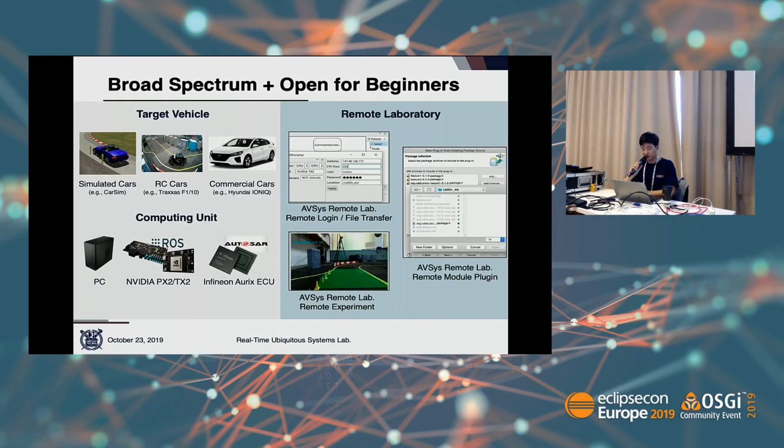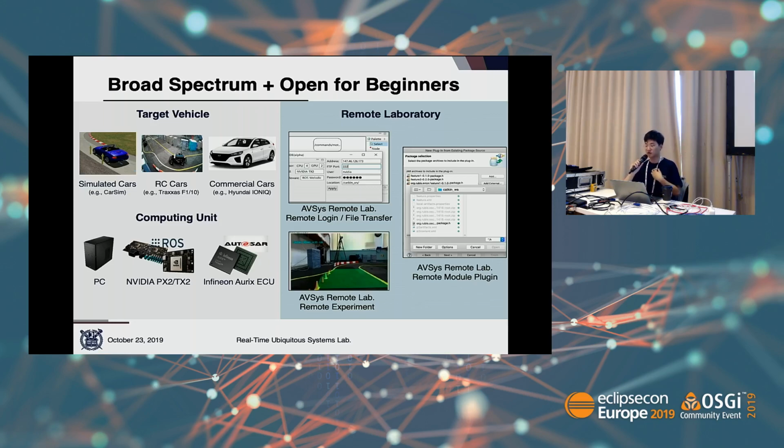And also, the AVSys has a broad spectrum. For the target system, you can use a simulated car like CarSim, and an RC car. In the remote lab, we have the F1TENTH, and we also implemented the Ioniq car for commercial cars. The computing units are broad too, like a PC, an NVIDIA board, or some ECU like Infineon AURIX. And AVSys is open for beginners.